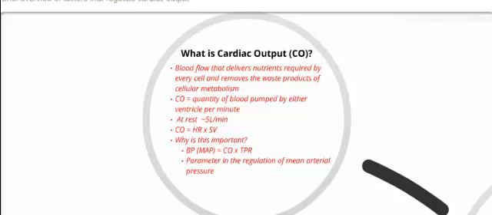So why might cardiac output be important? It's important because it's one of the parameters in the regulation of the mean arterial pressure, which is part of our blood pressure. The other parameter is total peripheral resistance, which we won't go into in this presentation.